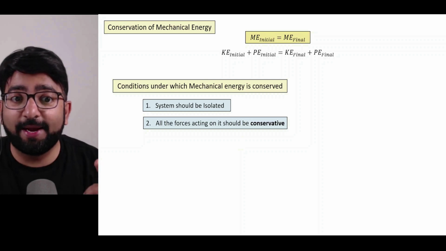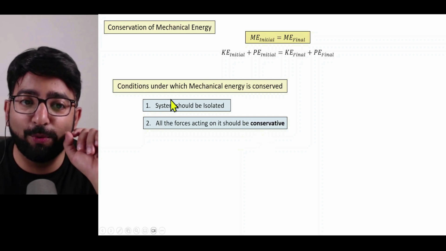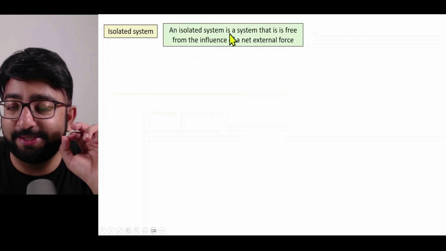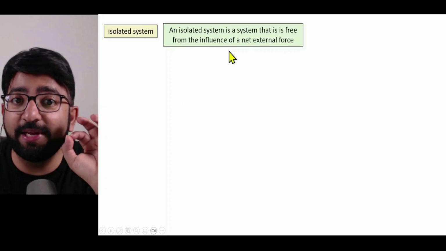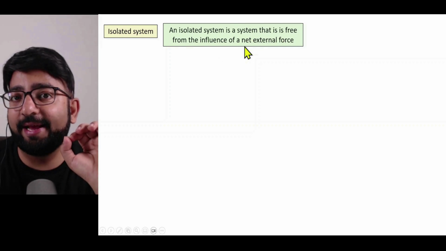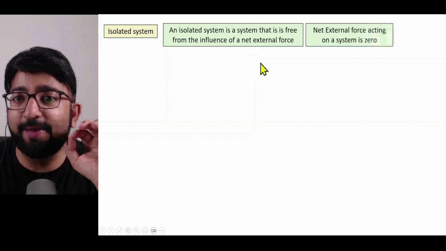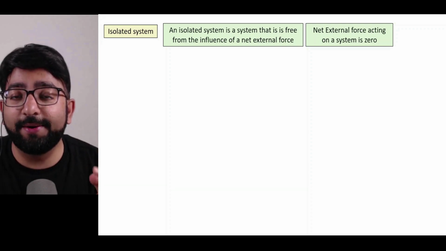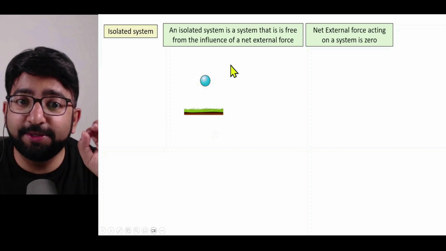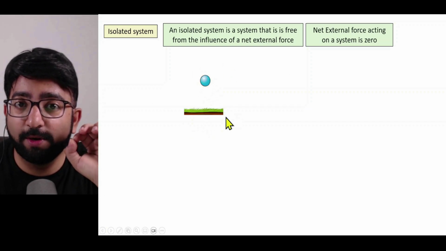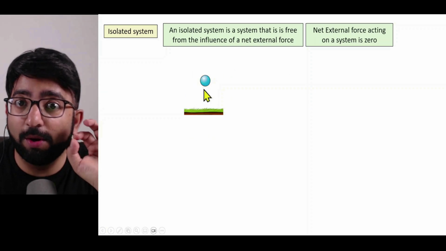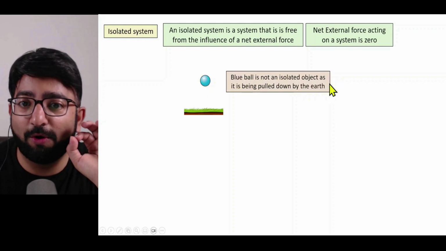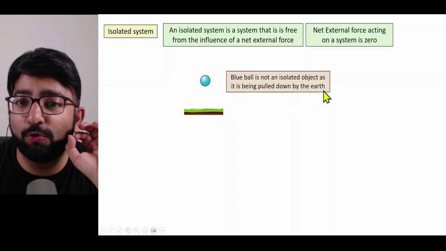Let's try to understand each of these points one by one, starting with what is meant by an isolated system. An isolated system is a system that is free from the influence of a net external force. That means the net external force acting on the system should be 0. Let us try to understand this with an example. Imagine we have a ball which is falling towards the ground. If we consider the ball only as the system, the blue ball is not an isolated object as it is being pulled down by the earth.